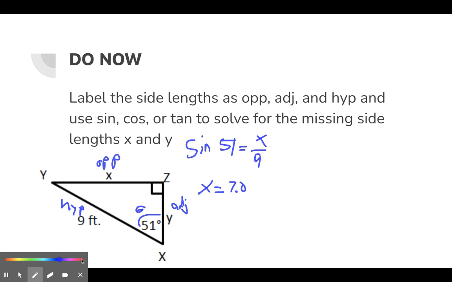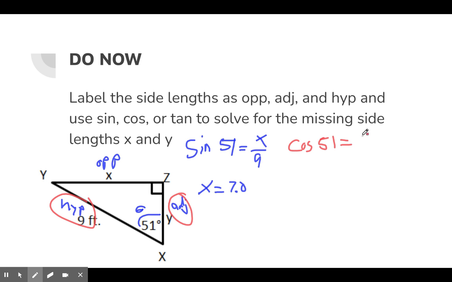Okay, now if we're going to solve for y, now we have adjacent and hypotenuse. So instead of using sine, we're going to now use cosine. So we have cosine 51 is equal to y over 9. So again, y, the variable, is on top, which means we would just multiply the 9 to both sides. So we end up with 9 times cosine 51. Again, use a calculator. You can't see me using it, but I am using a calculator, and we end up finding that y is equal to 5.7 after rounding to the nearest tenth.